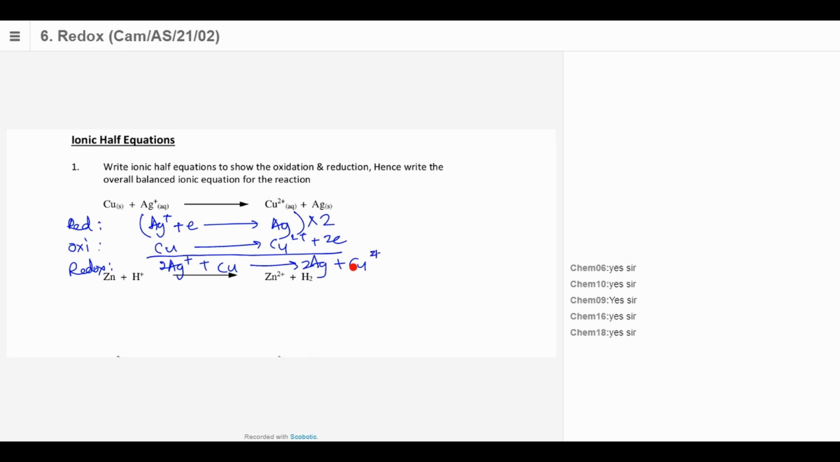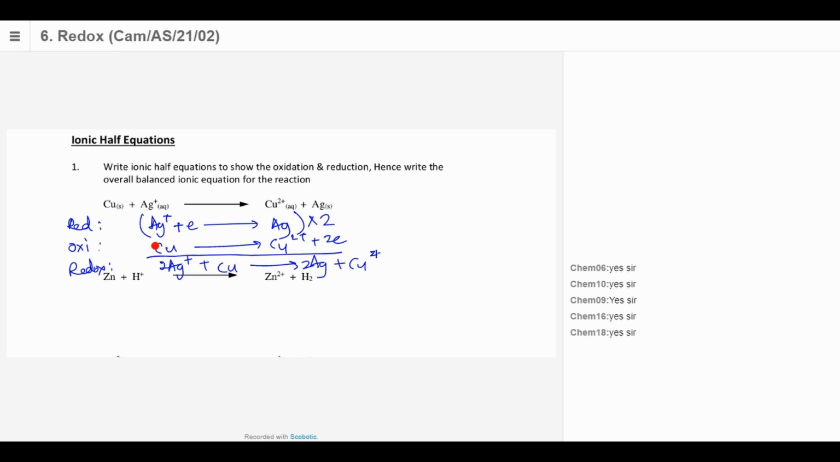You can notice in the overall equation, you have 2 silver and 2 silver. Silver is balanced, copper is balanced. In terms of elements, it's balanced. In terms of charge, on the left side there's 2+ charge, and on the right side there's 2+ charge. Charges are also balanced. The overall redox balanced equation is this. So this is how we construct the overall redox balanced ionic equations with the help of the reduction and oxidation half equations.